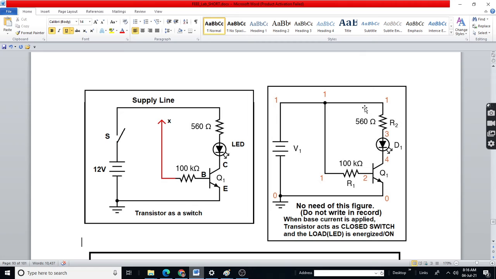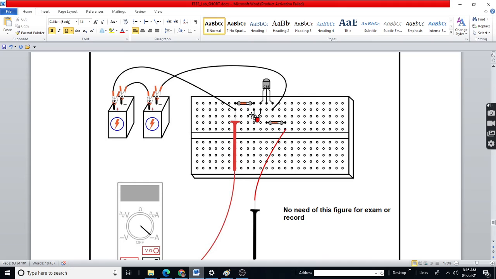From power supply, it goes to one terminal of the resistance. The other terminal of the resistance is given to the anode of the LED. This is anode, this is cathode. The cathode of the LED is connected to the collector of the transistor. That is what is shown here. You will see in the laboratory, the terminal which is longer is the anode. Here it is not possible to identify because the leads of both are shown the same.